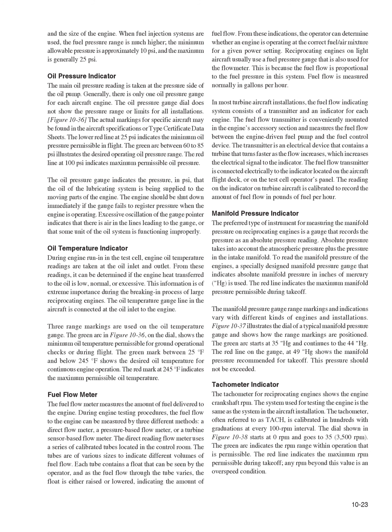Tachometer indicator. The tachometer for reciprocating engines shows the engine crankshaft RPM. The system used for testing the engine is the same as the system in the aircraft installation. The tachometer, often referred to as tach, is calibrated in hundreds with graduations at every 100 revolutions per minute interval. The dial shown in figure 1038 starts at 0 revolutions per minute and goes to 3,500 revolutions per minute. The green arc indicates the RPM range within which operation is permissible. The red line indicates the maximum RPM permissible during takeoff. Any RPM beyond this value is an overspeed condition.